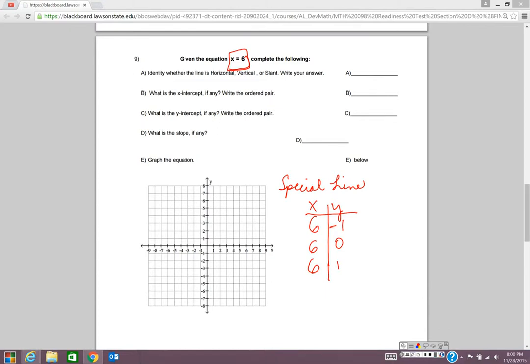Now here are 3 points that you can plot. So 6, negative 1. Here, always label your points. That's a nice touch. 6, 0, and 6, 1. As you can see, this line, once we connect our dots, is a vertical line. I always use a straight edge or a ruler to see how messy that looks.